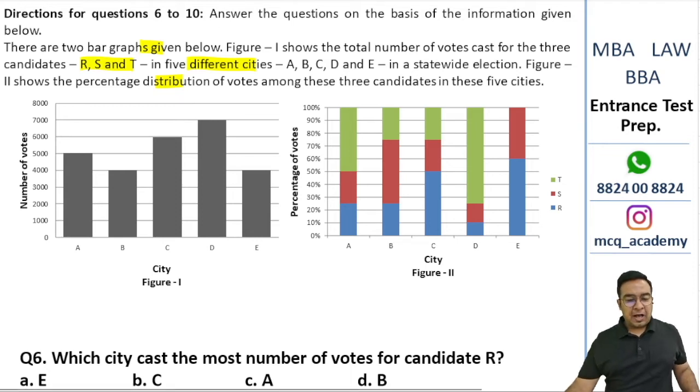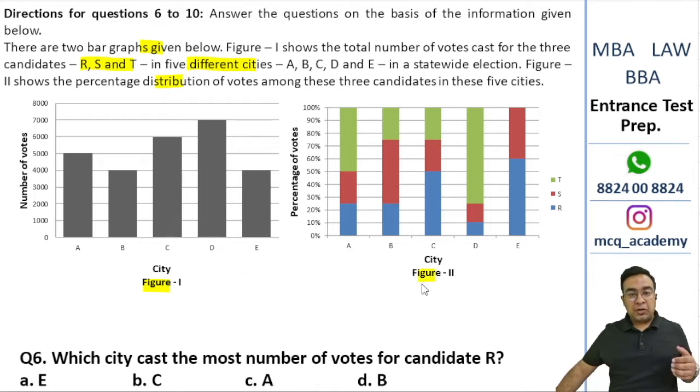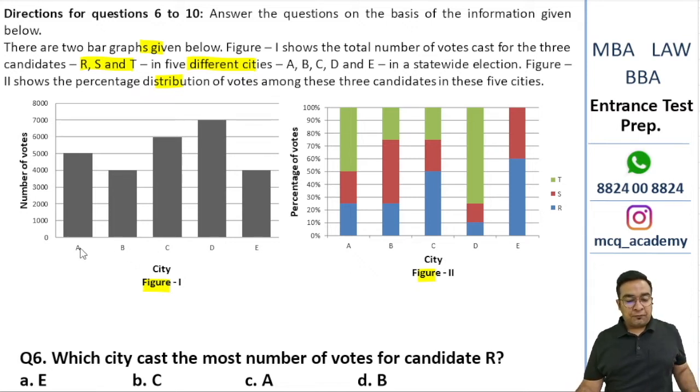डेटा को ध्यान से समझिए. पहले आपको यहाँ पे दो बार ग्राफ्स प्रोवाइडेड है, फिगर 1 और फिगर 2. Figure 1 gives you the total number of votes that have been received by all three candidates, that is R, S and T from different cities. So for example, city A से कुल मिला के 5000 वोट्स कास्ट हुए, सिटी B से कुल मिला के 4000 वोट्स कास्ट हुए, सिटी C से 6000 वोट्स कास्ट हुए, सिटी D से 7000 वोट्स और सिटी E से 4000 वोट्स कास्ट हुए हैं. The second figure gives you the percentage breakup of these votes कि कौन से कैंडिडेट को कितने परसेंट वोट्स उस पर्टिकुलर सिटी के अंदर दिए गए हैं. तो क्वेश्चंस को सॉल्व करेंगे.